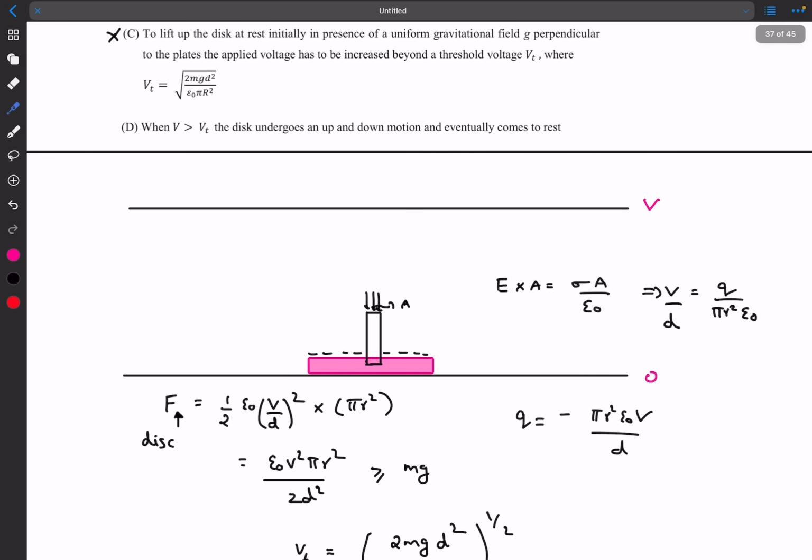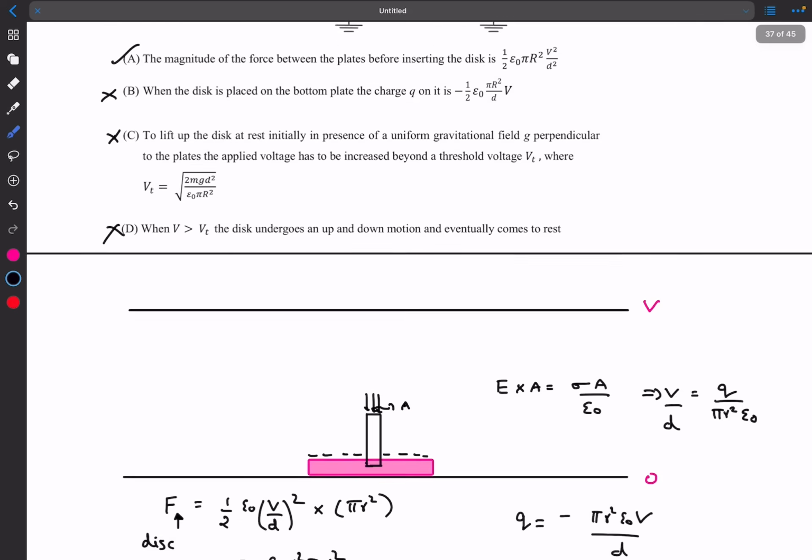So it won't eventually come to rest. It will have an up-down motion, but it won't come to rest eventually. So option D would be wrong. So that's basically it for this question.